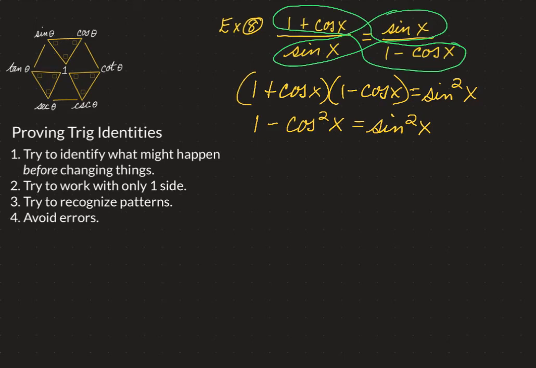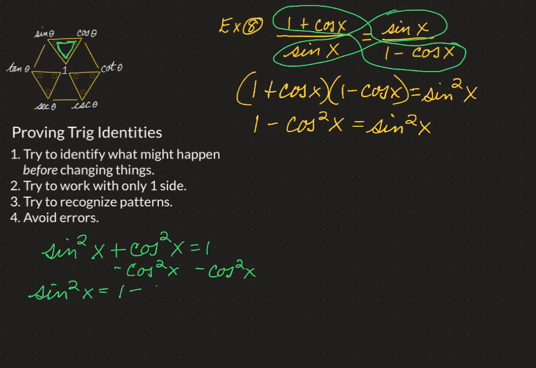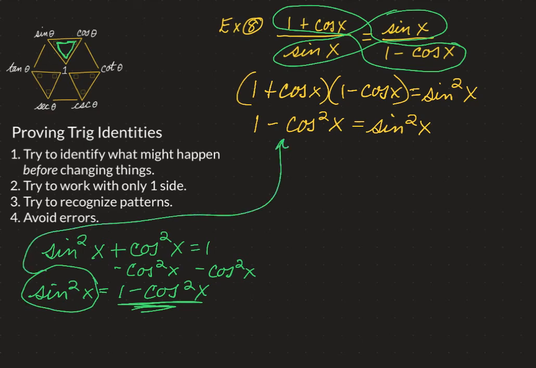All right, 1 minus cosine squared of x equals sine squared x. Well, where do I have cosine squared and sine squared? Right here. I have a square of the sine and a square of the cosine, and I have 1 in this triangle. That's sine squared of theta, or x in this case, plus cosine squared of x equals 1. So if I subtract cosine squared of x from both sides, I'll get the sine squared of x equals 1 minus cosine squared of x. Okay, this is what I have on the left-hand side. I'm going to substitute this for what I have on the left-hand side, and that gives me sine squared of x equals sine squared of x. Done. We have proved the original identity.